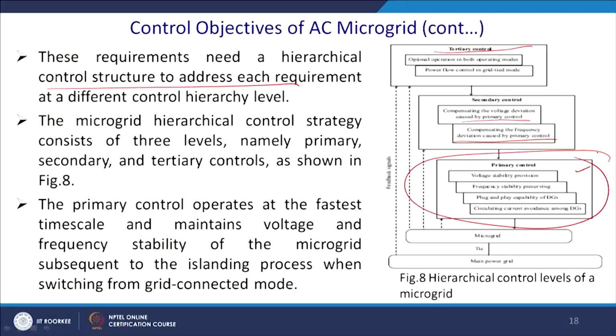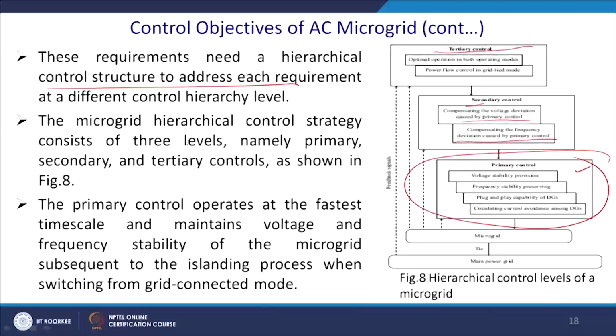Accordingly, different tasks have been identified for different levels. The primary control will be done at the inverter level. The secondary control is a task for all those things, and the tertiary control is mostly when it is connected to the grid mode. Generally the grid operation will prevail and ultimately that will be their control. The microgrid's hierarchical control strategy consists of three levels, namely primary, secondary and tertiary. The primary control operates at the fastest time scale, so it will operate quite fast and maintain the voltage and frequency stability of the microgrid subsequent to islanding operation, when switching from the off-grid to the connected mode.